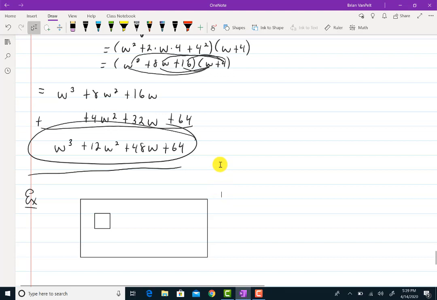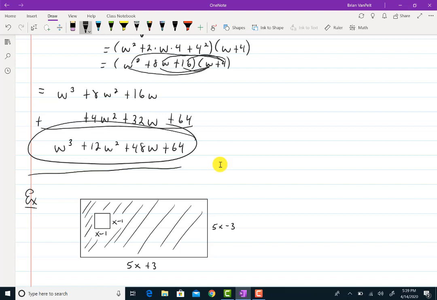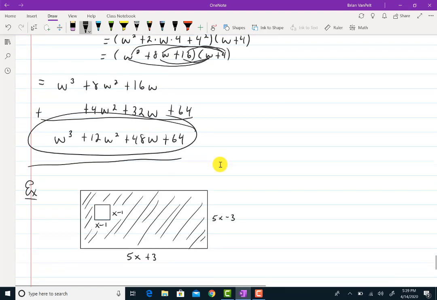Let me give you what we had for the dimensions. On the outside, this length here was 5x plus 3. Here was 5x minus 3. And then this length was x minus 1, and the height was x minus 1. As I said, it was supposed to be a square. What they've done is shaded the entire rectangle except that particular square. So this was a problem, like I said, out of the textbook.